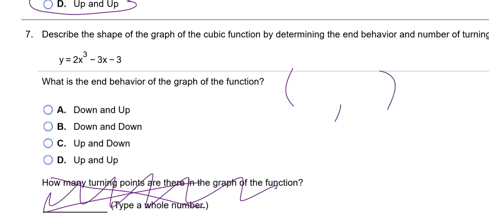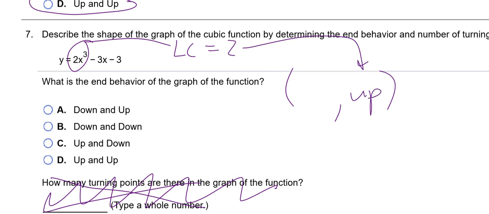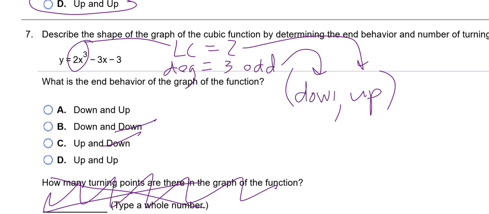Okay, so let's see here. We got a leading coefficient of 2. What does that tell me about the right-hand behavior? Up. Okay, so we can immediately get rid of those 2. We've got a degree, which is 3, which is odd. What does that mean about the left? Opposite. So down on the left, up on the right, choice A.